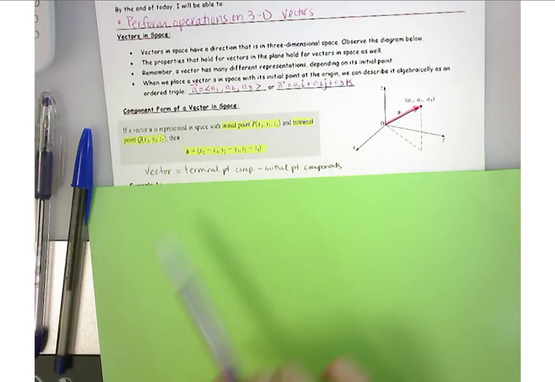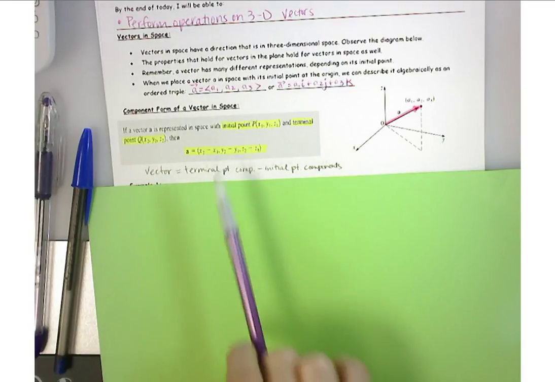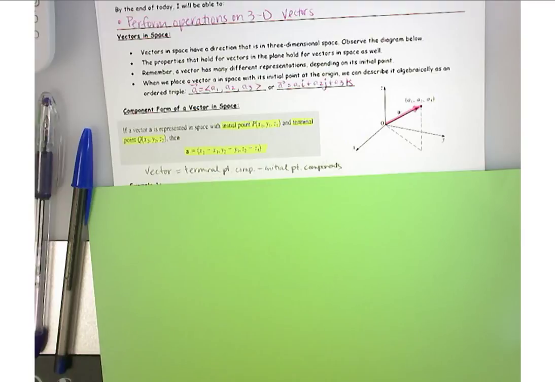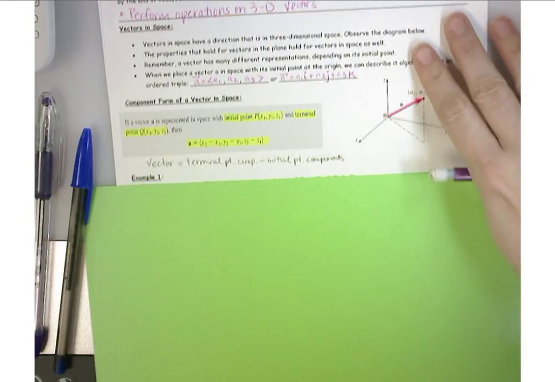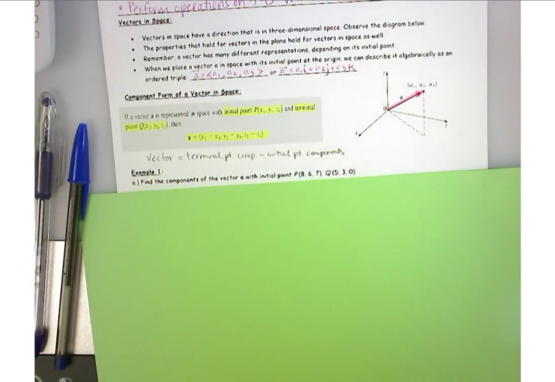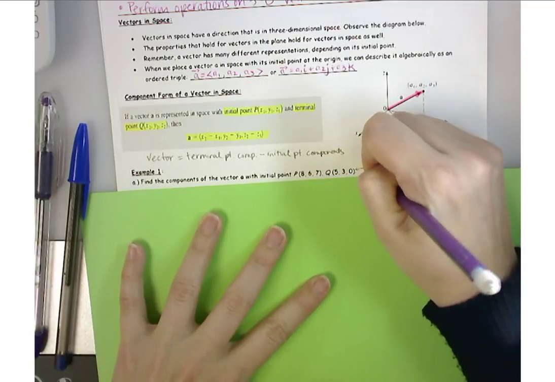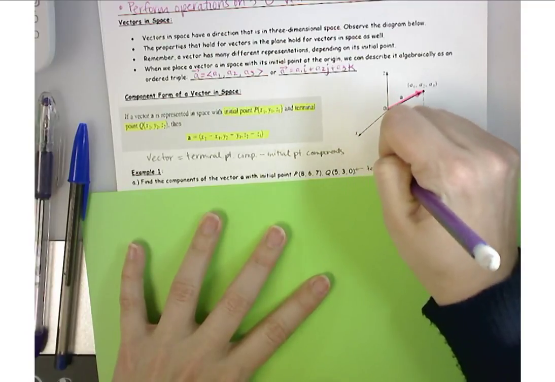So if you're trying to find a vector and you're given the initial point and the terminal point, you can subtract to find out what that vector is going to be. For example 1, you're going to find the components of vector A with the initial point P, and they give you Q, which is your terminal point. Go ahead and find that vector.